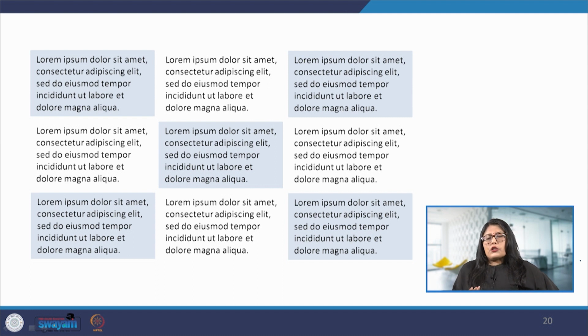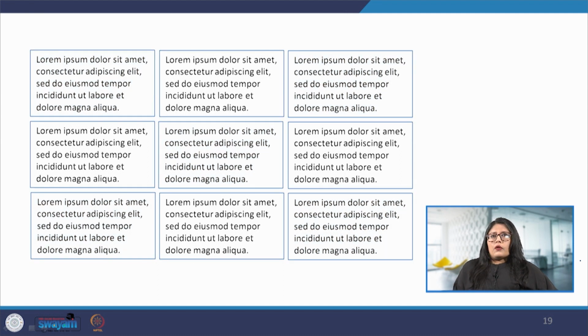So a lot of research has gone into finding out the most appropriate way of presenting information, and it turns out that when we place information in boxes, that is the most efficient way for one to absorb the information, to perceive the information, to understand the information.